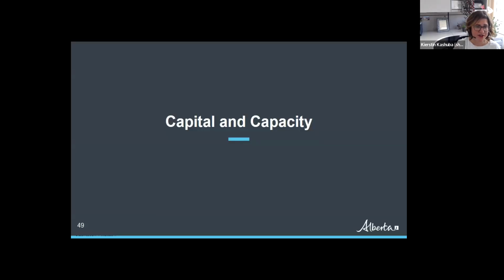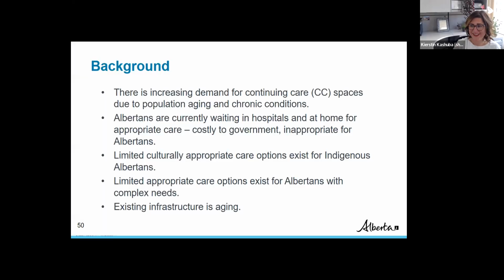So on the capital and capacity side, like I said, we're also still building facility-based continuing care capacity. As we saw in the proposed shift to home and community care slide earlier, even with increased home and community care, we need additional publicly funded continuing care home spaces for our growing population. Indigenous communities have limited access to sites that provide culturally appropriate continuing care on and off reserve and settlements. Albertans who require continuing care have complex needs such as addictions, mental health, physical disabilities, etc. And they often currently have limited continuing care options and experience long waits in hospital for appropriate care.